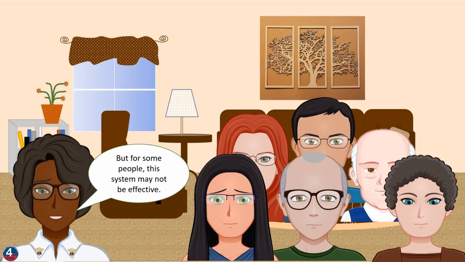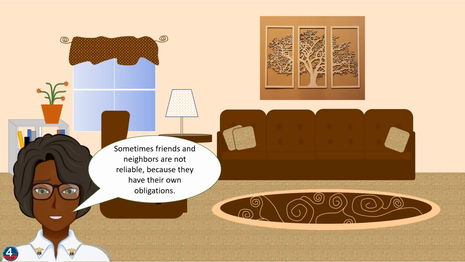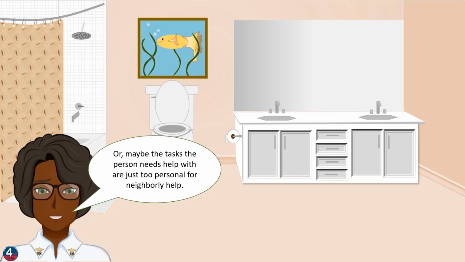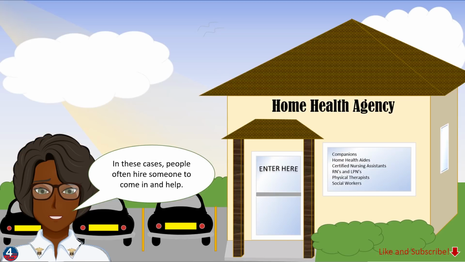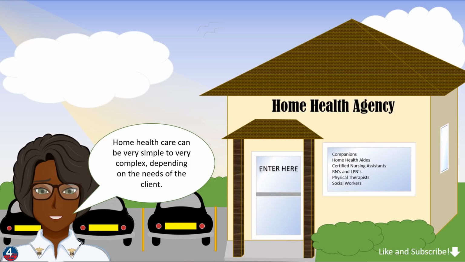But for some people, this system may not be effective. Sometimes friends and neighbors are not reliable because they have their own obligations. Or maybe the tasks the person needs help with are just too personal for neighborly help. In these cases, people often hire someone to come in and help. This is called home health care, and it's the fastest growing segment of healthcare in America. Home health care can be very simple to very complex, depending on the needs of the client.